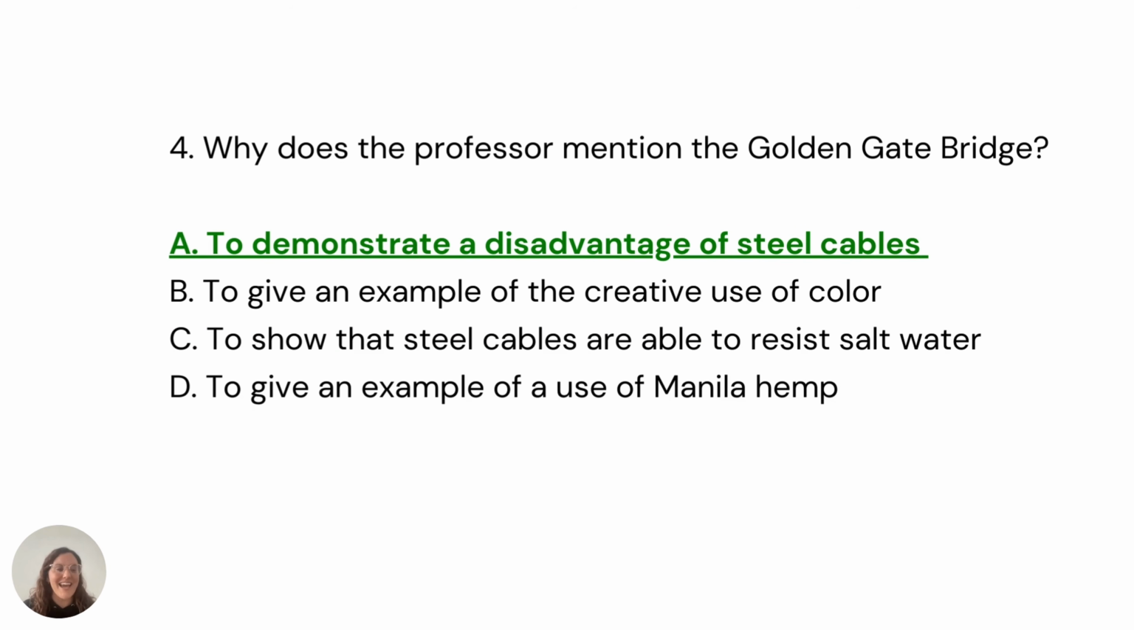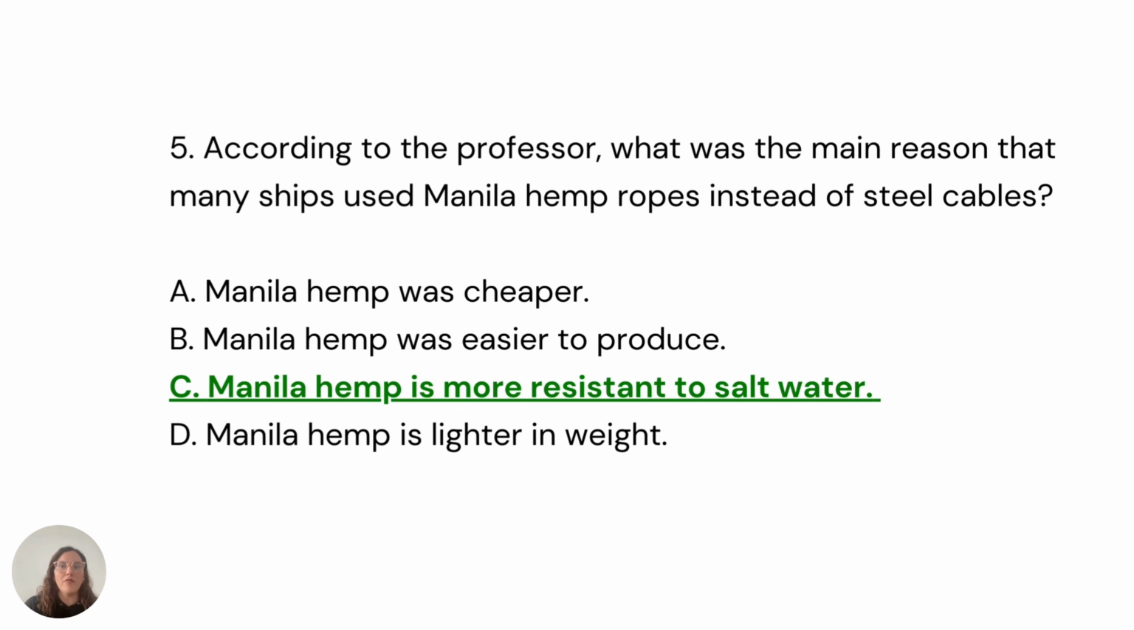Number 4 is A, to demonstrate a disadvantage of steel cables. In the transcript, find the paragraph where she talks about the Golden Gate Bridge, and you will find tons of evidence for the disadvantage of steel cables, and that's why that's the answer. Number 5, Manila hemp is more resistant to salt water. You can also find this in the transcript, in the paragraph about the Golden Gate Bridge, and right after that.